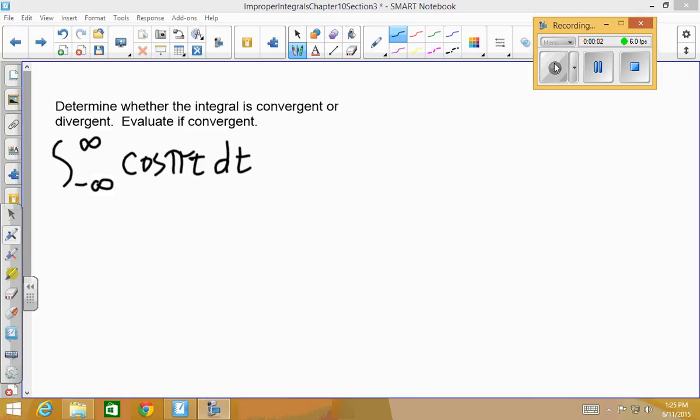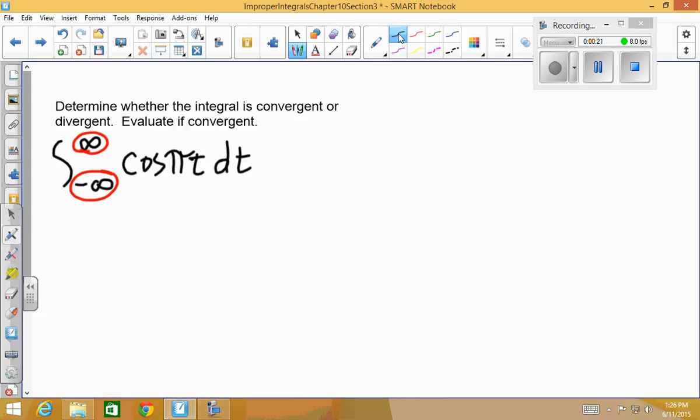Determine whether the integral is convergent or divergent. Evaluate if convergent. The integral from negative infinity to positive infinity, cosine of pi t dt. This is an improper integral. We see that by the two infinite limits of integration.